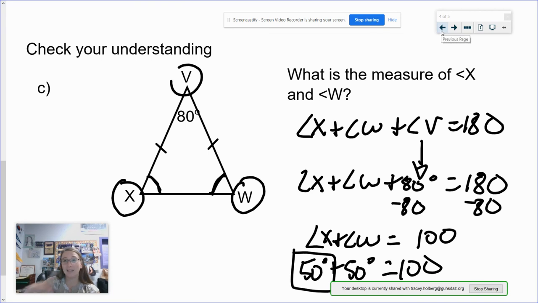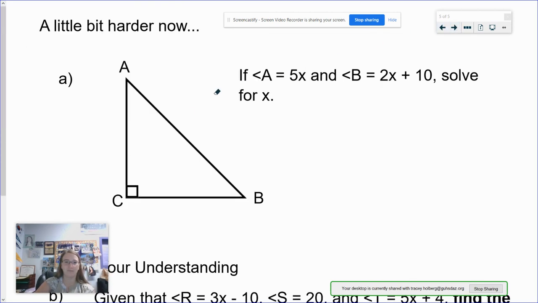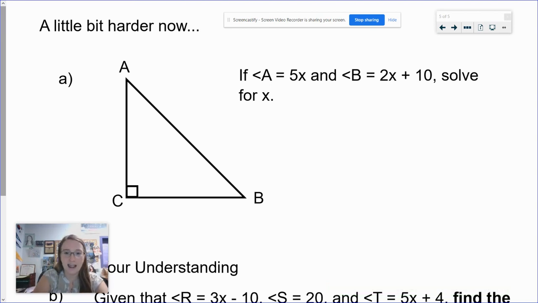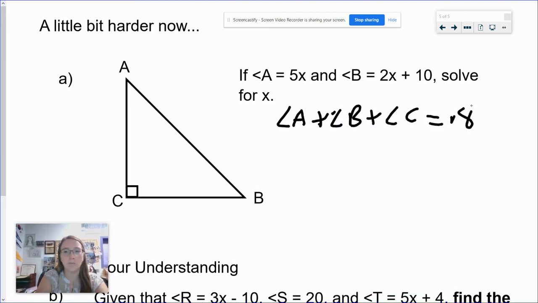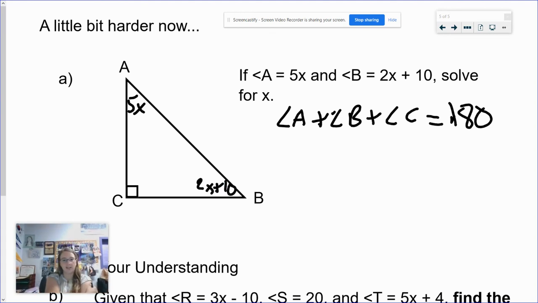We have one more level of difficulty here and then we're done. So a little bit harder now. We're dealing with equations. This is always the highest level of difficulty, now we have to deal with equations. So this is still true, that angle A plus angle B plus angle C equals 180. We're basing it off of this fact. Angle A is 5x. Always a good idea to label our picture. And angle B is 2x plus 10.